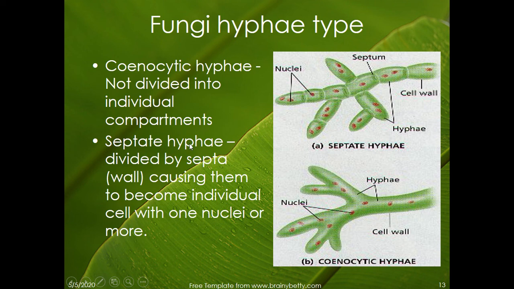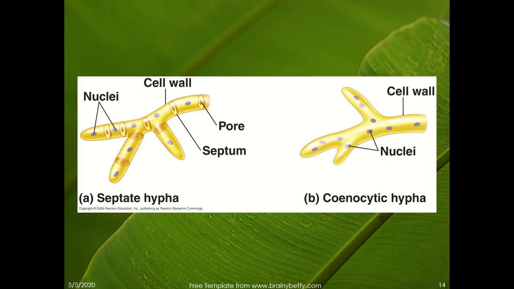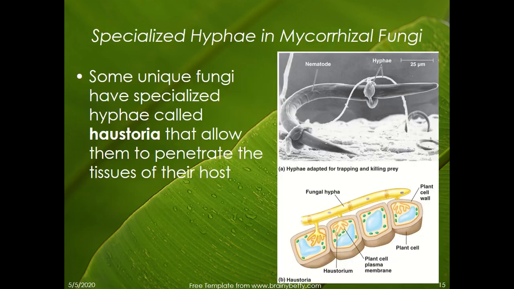However, septate hyphae, as you can see in figure A here, are divided by walls. You can see the wall over here. That causes them to become individual cells. This is one individual cell, another individual cell, and so on, with one nucleus, and some of them have two nuclei in one cell. Here is another picture of how the hyphae look.